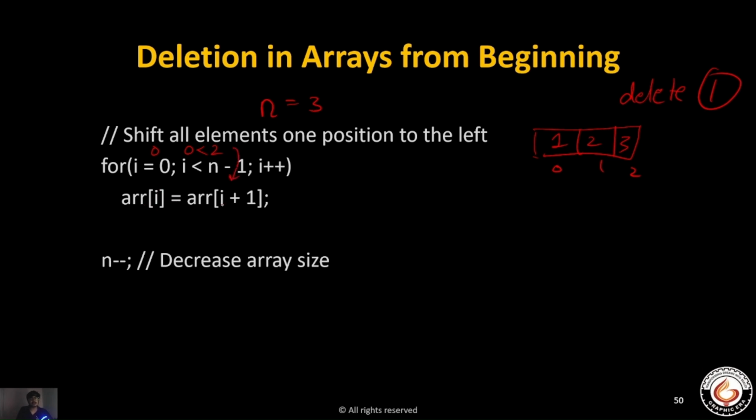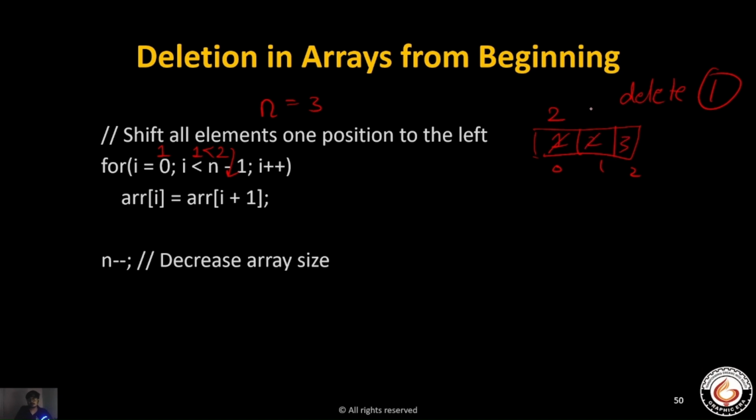So arr[i] will be arr[i plus 1]. So what will we put here? We will put 2 here. Again, it will go here. Now the value of i is 1. Is 1 smaller than 3 minus 1, that is 2? Yes, that's correct. So we'll go inside it. So here, in the place of arr[1], we will put the value of arr[2].